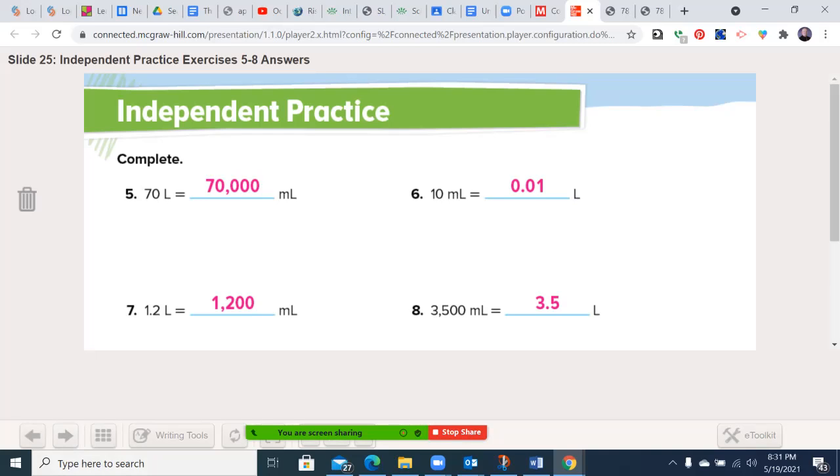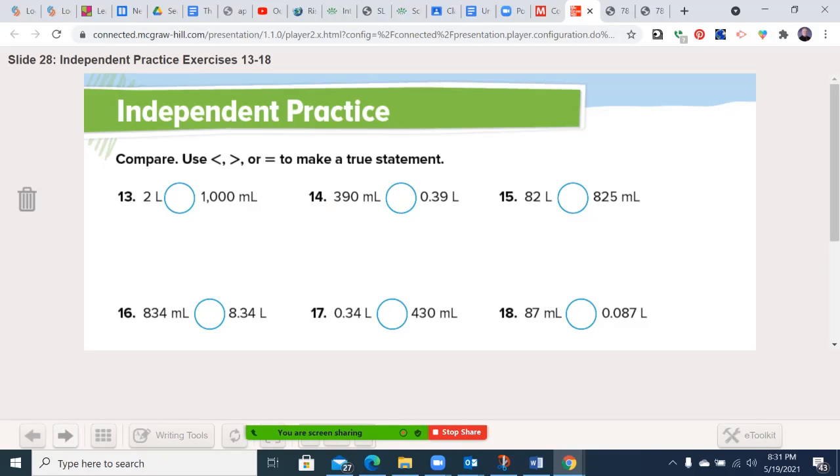Just truncate that extra 0. Liters to milliliters, again, by 1,000, so 1, 2, and 3. We add the 2 zeros. And divide by 1,000, 1, 2, and 3, 3.5. But bounce forward just a wee bit to these ones.